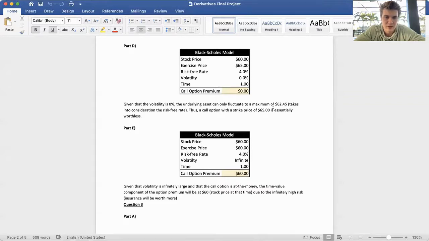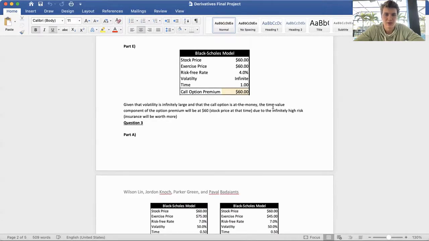So given the volatility is 0%, the underlying asset can only fluctuate to a maximum of $62.45. This is taken into consideration of the risk-free rate. As it's stated, the call option with a strike price of $65 is essentially worthless at $0.